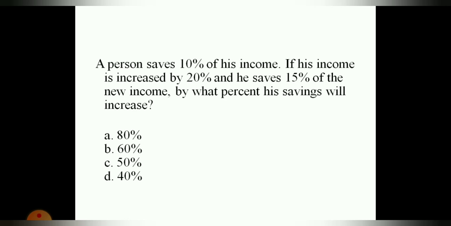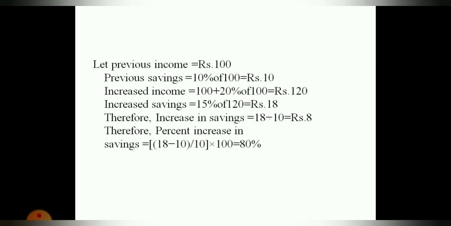Next, a person saves 10% of his income. If his income is increased by 20% and he saves 15% of the new income, by what percentage will his savings increase? He saves 10% of his income. If his income is increased by 20% and he saves 15% of the new income, what is his savings?